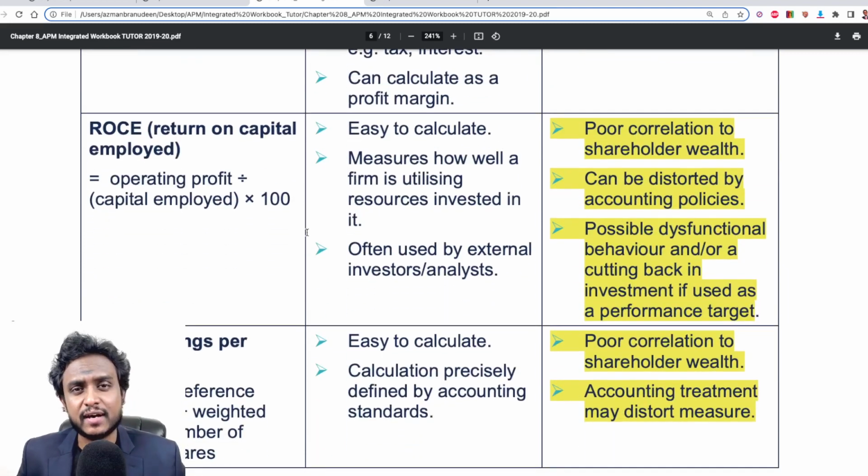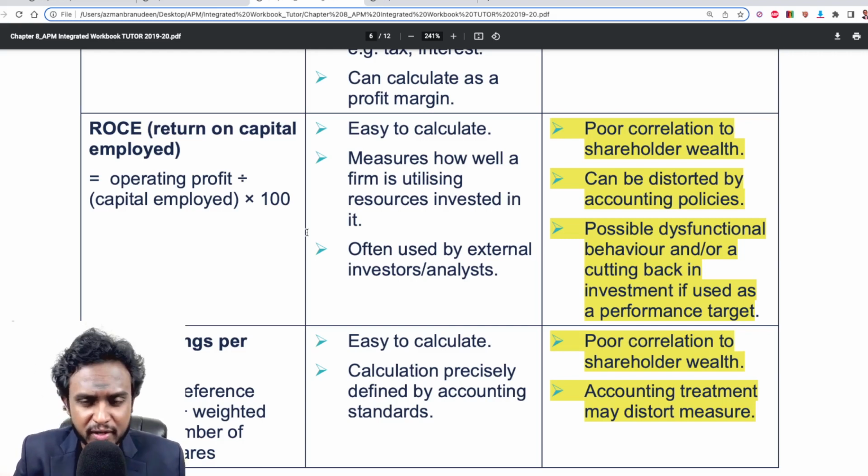The next ratio is ROCE, return on capital employed. So you're basically taking the entire operating profit of the company and dividing it by the capital employed and converting it into a percentage. Operating profit divided by capital employed. It's also very easy to calculate. It measures generally how well a firm is utilizing the resources invested in it, because you are looking at the operating profit generated as a proportion to the capital invested, both debt and equity. You can calculate only debt, only equity. All of that can be done. So there are tweaks. There is much flexibility with the ROCE figure.